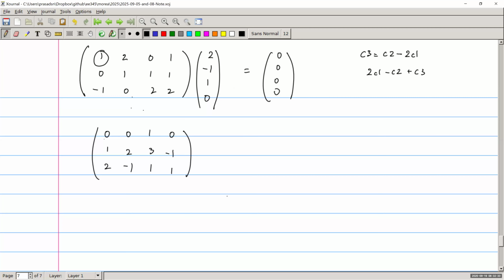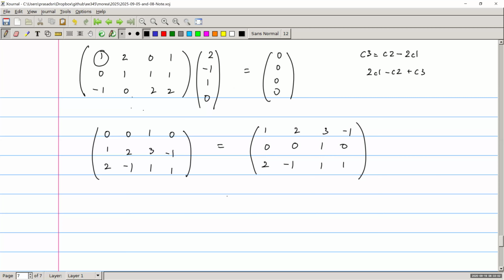Okay, any row operation, what do? We multiply on the left. So we multiply it with a matrix on the left. Now you're going to get back the matrix that I want, which is 1, 2, 3, minus 1, 0, 0, 1, 0, 2, minus 1, 1, and 1. This is the matrix I want as the product.